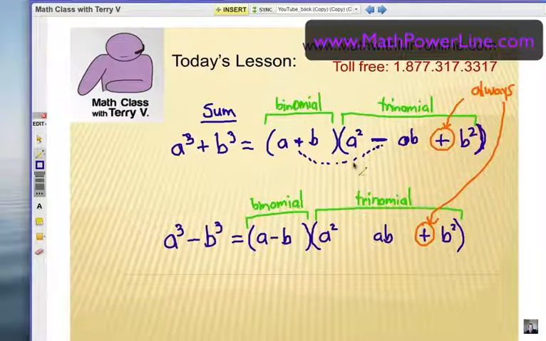So it's unlike signs here. Alright, now it looks like a lot to remember, but you'll see the pattern. So if this is, in the second example, a minus b in the binomial, then we want to make sure that we put a plus here.